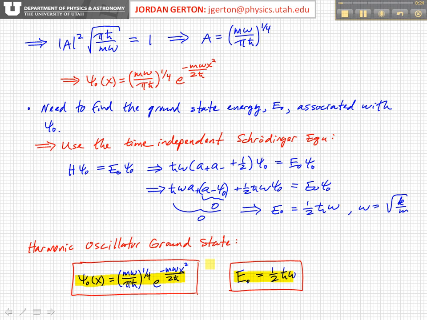Okay, and remember, to get the full wave function, you would multiply this by the temporal part of the wave function, which is just an oscillatory function, e to the i omega t. And so let's plot the ground state wave function, and let's just see what this looks like.